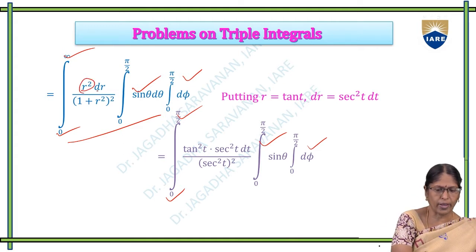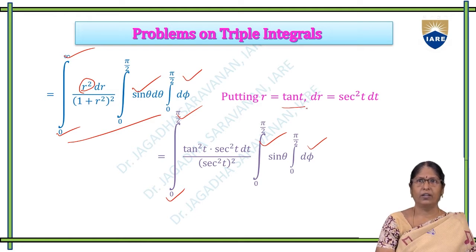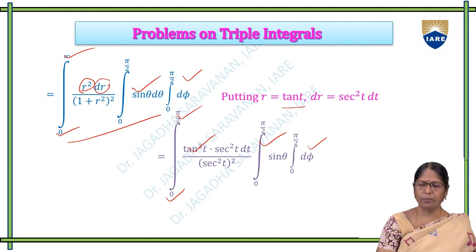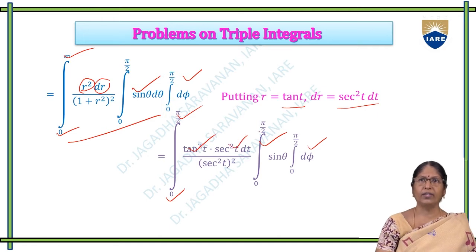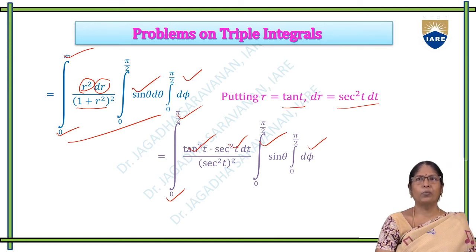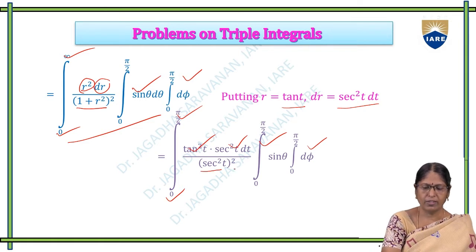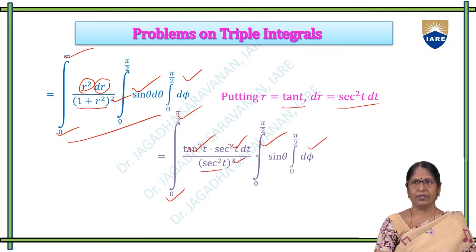Here r square is there. R we have taken as tan theta. So tan square t. Our dr is nothing but secant square t dt. That is also we can see it. Divided by 1 plus tan square t. It is a trigonometric identity, that is 1 plus tan square t is nothing but secant square t. This is squared, here squared, same as it is.